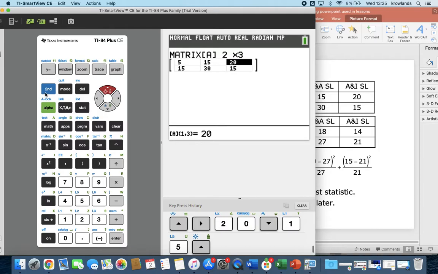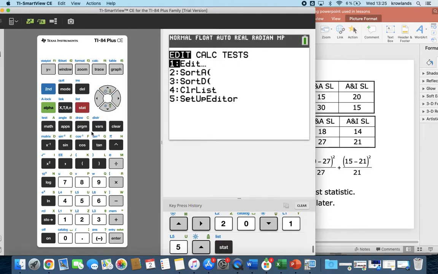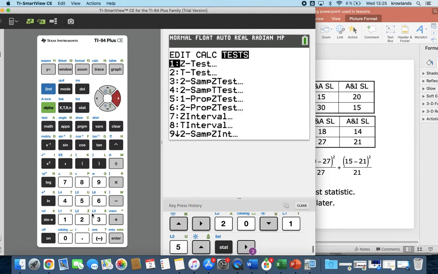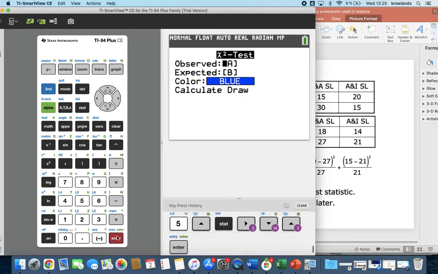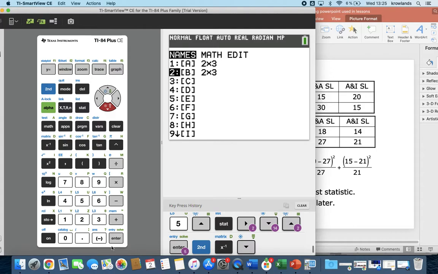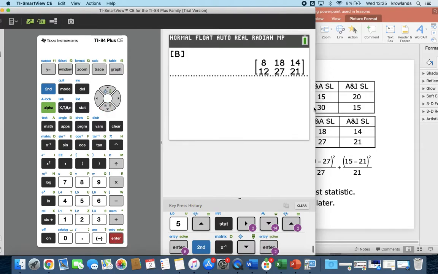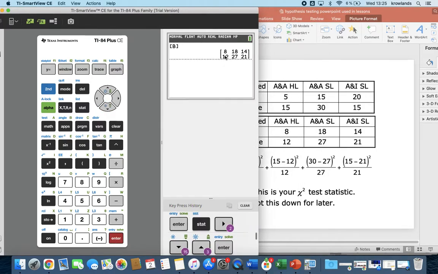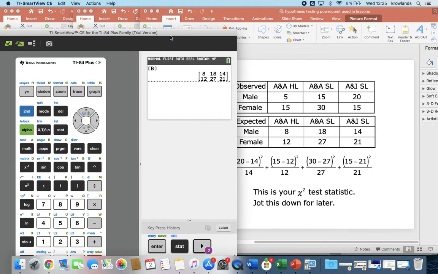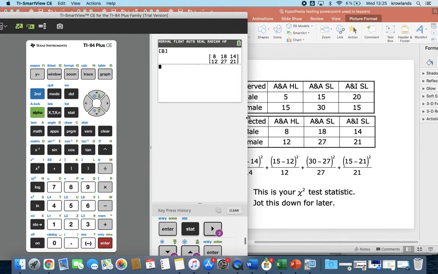So I'm going to go into my tests, find that using stats, go across to tests, go down to chi-squared test, press enter, observed A, expected B, calculate. Let's just check our matrix is correct. Second matrix, let's enter on B. 8, 18, 14 matches the top row, 12, 27, 21. Great.